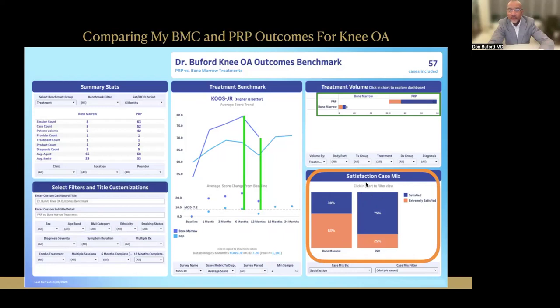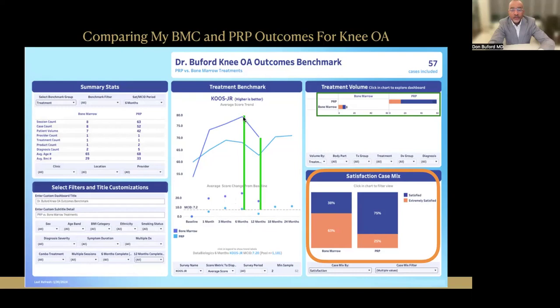It's interesting in the satisfaction case mix, at least the trend initially is that the bone marrow concentrate patients have a much higher percentage that are extremely satisfied at 63% versus 25% with PRP. Now, the PRP patients are still satisfied, but it's just interesting, and we'll see if this trend becomes statistically significant. When we look at the functional outcomes, we are essentially above the minimal clinically important difference at every time point with the bone marrow treated patients.